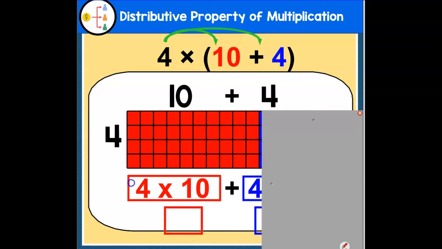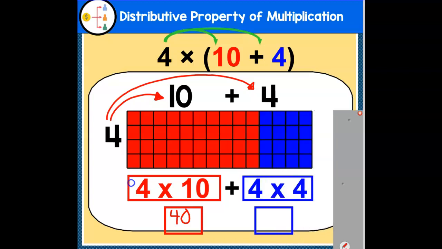So if I started out 4 times 10, I'm going to distribute my 4 to my 10. I'm going to get 40. And then I'm going to distribute my 4 to the 4. And 4 times 4, I know, is 16. And then my final step would be to take the 2 parts I decomposed. I got to put them back together. 40 plus 16 would be 56.